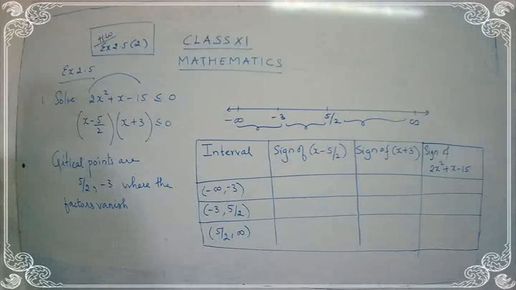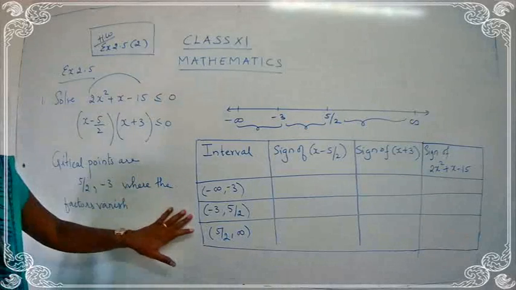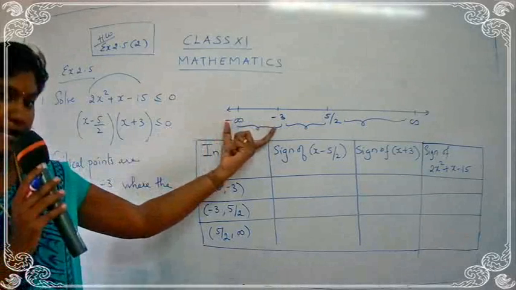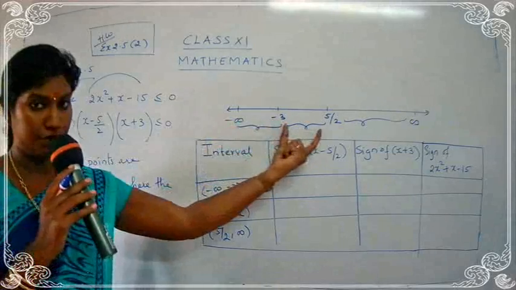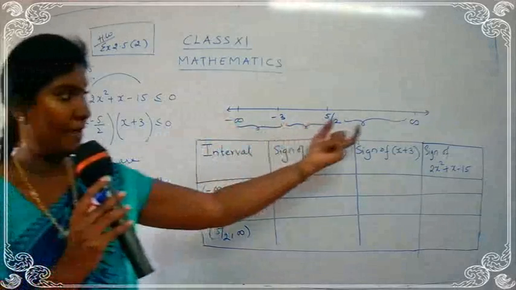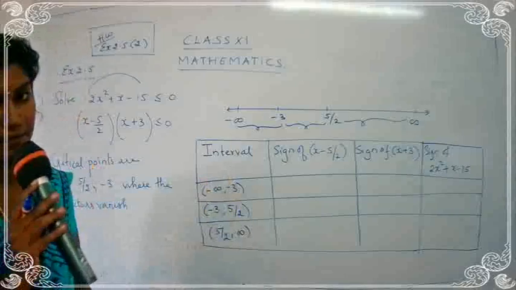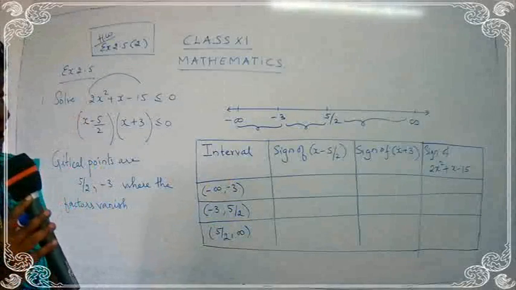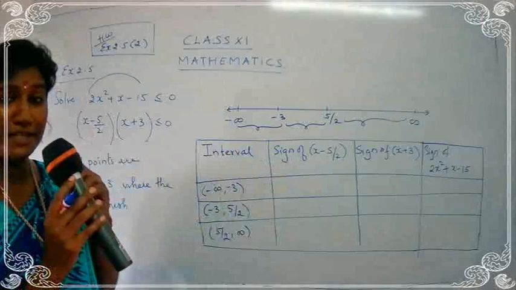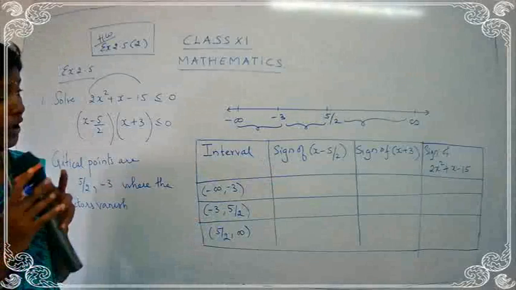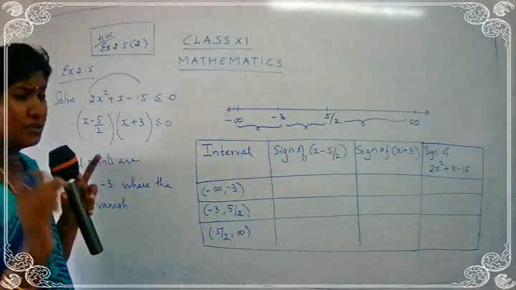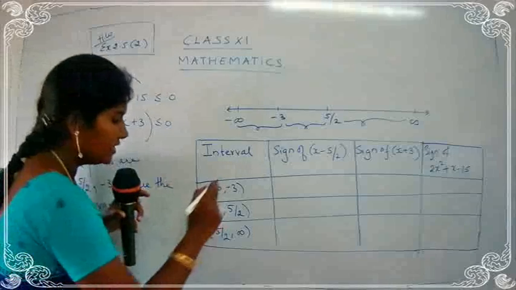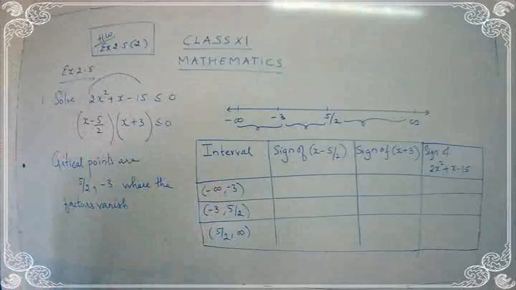So write down the interval. I hope you are clear with the first part, how to write the interval. So minus infinity to minus 3, minus 3 to 5 by 2, 5 by 2 to infinity. So these are the intervals that you are going to use. Okay. Now let us go for the sign of x minus 5 by 2. This is very easy, children. What we are going to do is choose one number. So here I have minus infinity comma minus 3.